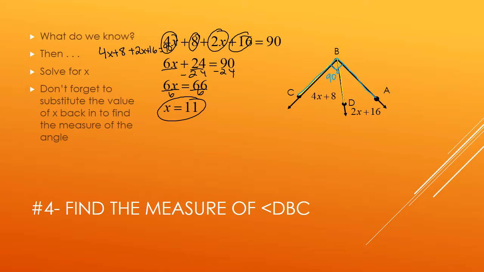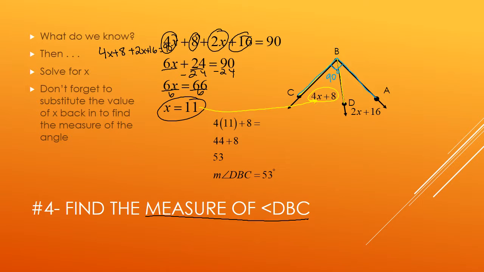But right here, don't forget, the question is asking for the measure of DBC, not the value of x. So I must plug this value of x back into the equation that I got. But I want just DBC. Remember, we traced it here. So DBC is 4x plus 8, and I'm going to put this value of 11 in there for x.